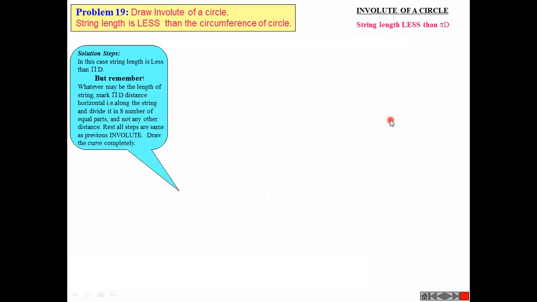So now the string length is less than pi d. Now here also you need to read this thing. Whatever may be the length of string, mark pi d distance horizontal. That means along the string, and divide it into 8 number of equal parts, and not the other distance. Fine, because we are dividing circle, na? Circle distance is periphery is pi d, so we will divide pi d only.